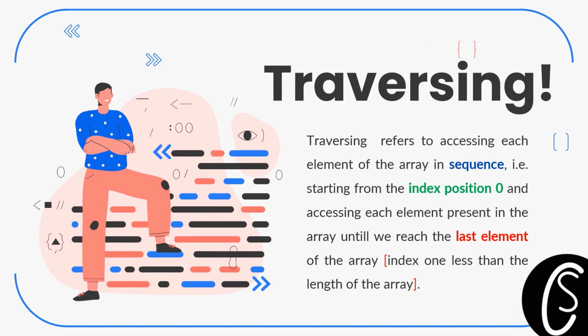Traversing an array involves systematically accessing each element in a sequential manner, commencing from the index position 0 and proceeding through the array until the last element is reached. This fundamental process allows for the examination, manipulation, or utilization of each individual element within the array.